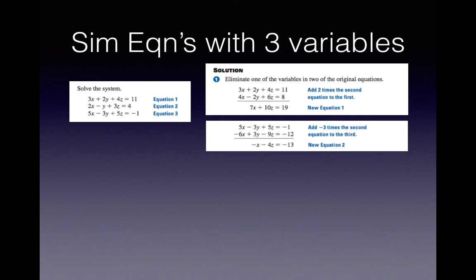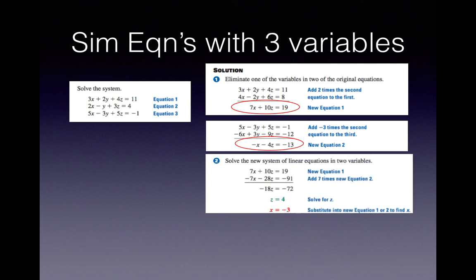Then I would take another 2 equations. In this case, I've taken equation 2 and 3. I've multiplied equation 2 by a multiple of 3. And you cancel off the same variable you did in the first case, which was the y value. And that gives me a new equation of a line: minus x minus 4z is equal to minus 13. Now I'm going to take the new equation 1 and the new equation 2 and solve the simultaneous equations between the 2 of those.